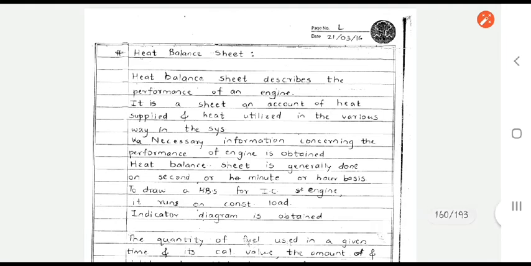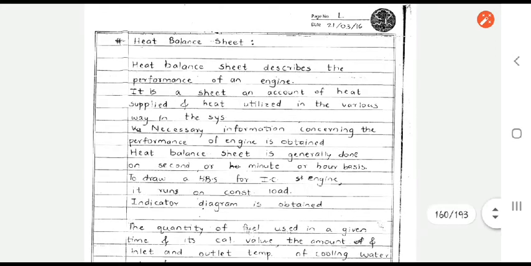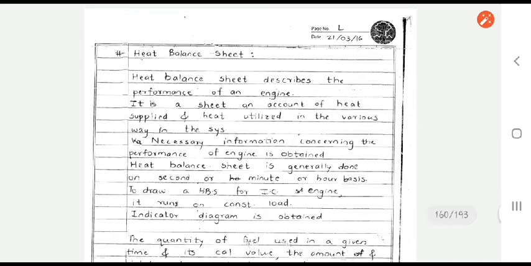Here we are going to understand first what we mean by a heat balance sheet. A heat balance sheet describes the performance of an engine. See, there is no kind of engine which gives 100% efficiency. So why does this happen with the engine? We can understand it with the help of the heat balance sheet. It is one kind of a balance sheet.